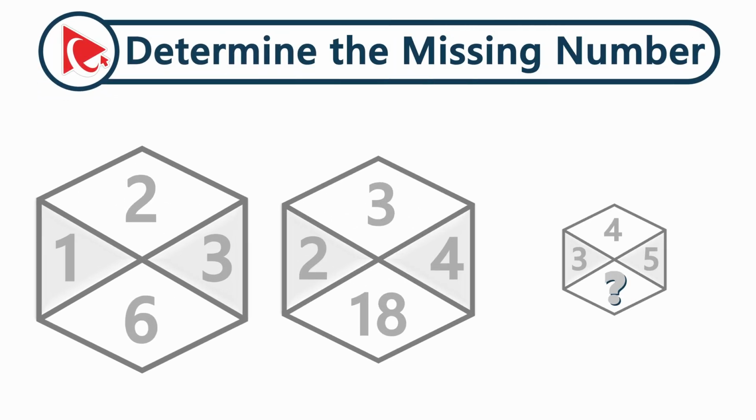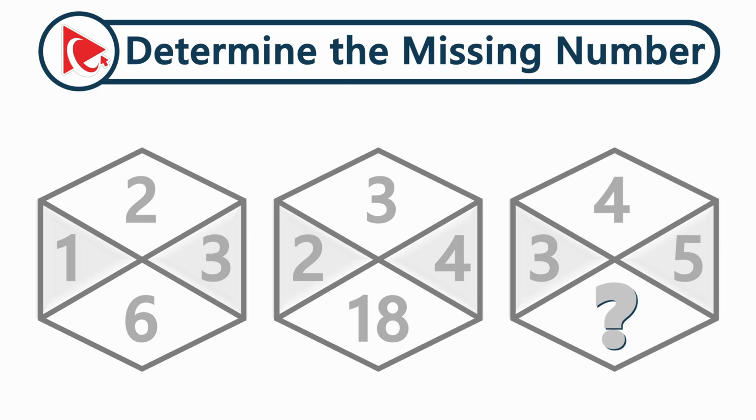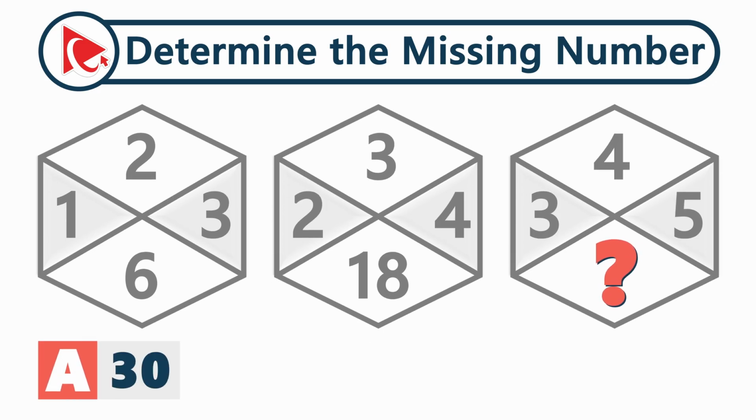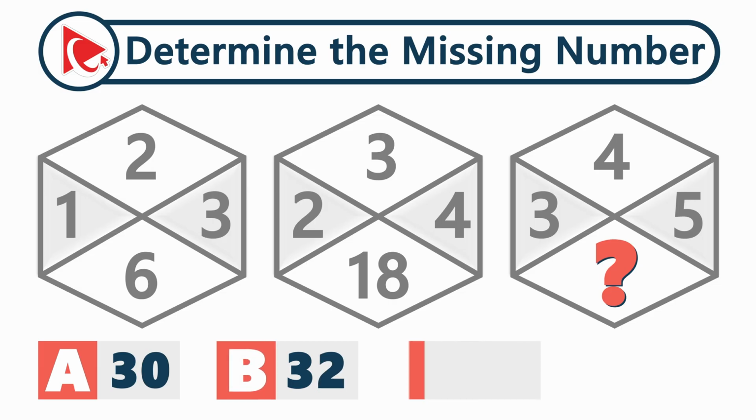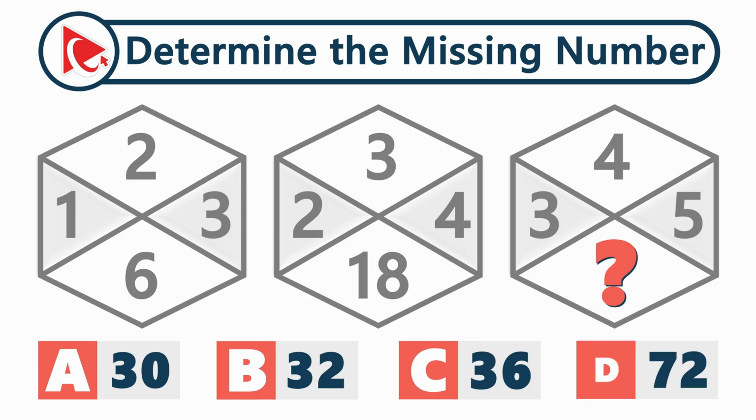You're presented with phenomenally cool symmetrical hexagons. The first shape has numbers 1, 2, 3, see the pattern, and then number 6. The second shape has numbers 2, 3, and 4, another pattern, and then number 18 at the bottom. And then the third shape has numbers 3, 4, and 5, and then comes the missing number, which you need to calculate and select your answer out of 4 possible choices. Choice A, 30, choice B, 32, choice C, 36, and choice D, 72.